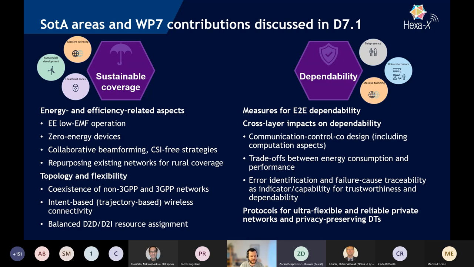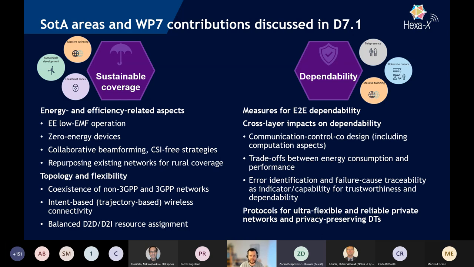One aspect that we study here is also the utilization of intents for wireless connectivity. So if you, for example, have an autonomous vehicle that is driving towards a certain target location, you can use that information about the trajectories to basically optimize your topologies here. And we also consider the resource assignment between D2D and D2I links. So taking into account the enablers we get from Work Package 5 on this meshed networks.